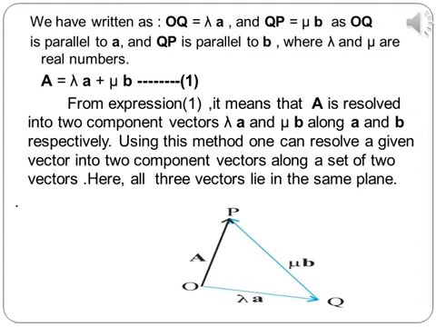From the expression 1, it means that vector A is resolved into two component vectors, which are lambda vector A and nu vector B, which are along the directions of vector A and vector B respectively. Using this method, one can resolve a given vector into a number of its component forms along a set of two vectors. Here, all the three vectors lie in the same plane, which is shown in the given figure.